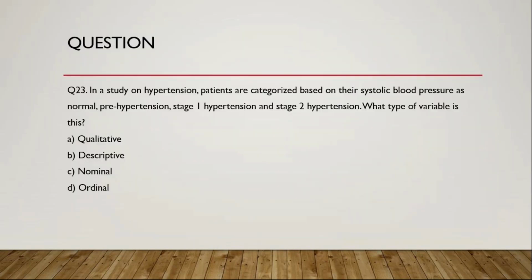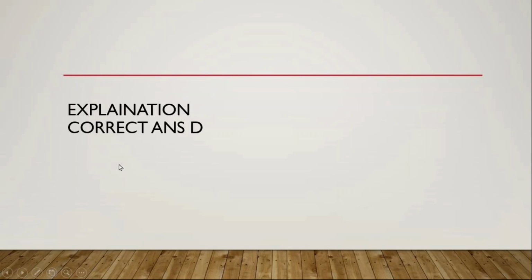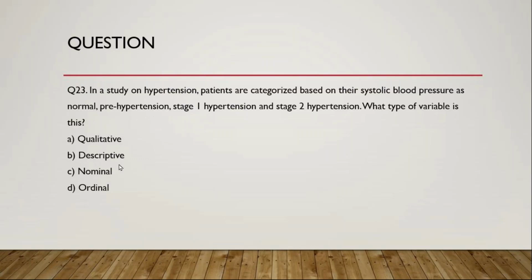Next question. In a study on hypertension, patients are categorized based on their systolic blood pressure as normal, pre-hypertension, stage 1 hypertension, and stage 2 hypertension. What type of variable is this? Option A is qualitative, option B is descriptive, option C is nominal, and option D is ordinal. So answer: ordinal, option D. Yes, in this we are judging based on the systolic blood pressure in which category the person falls. So I have told that it is an ordinal variable.